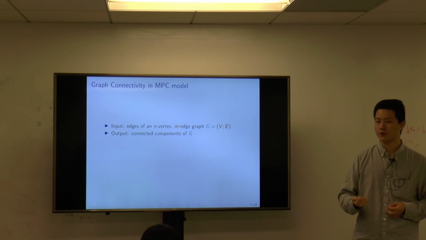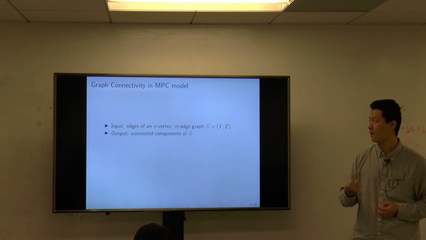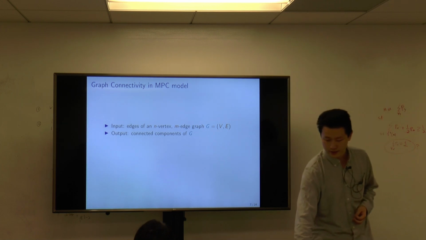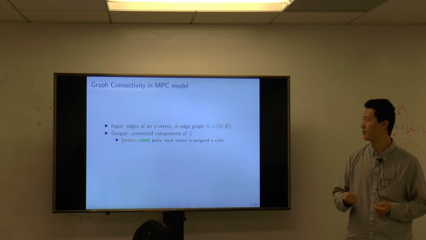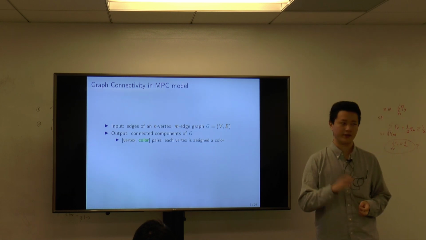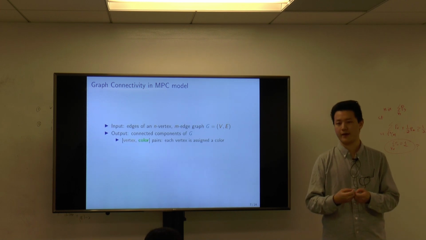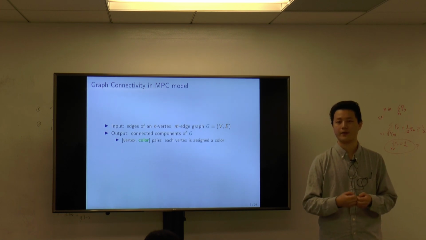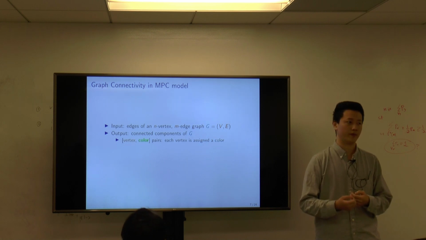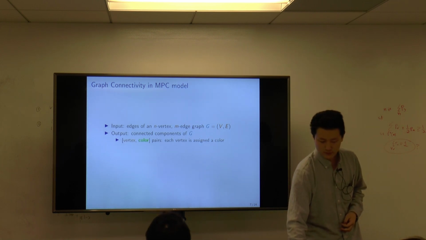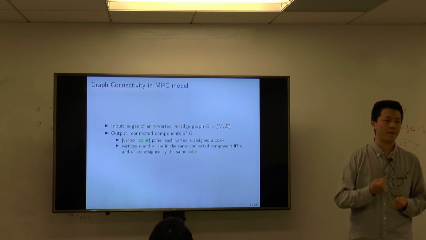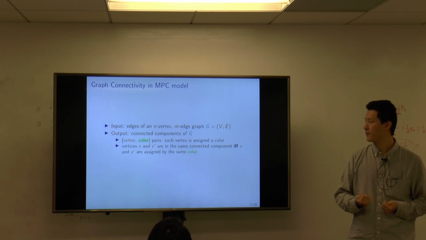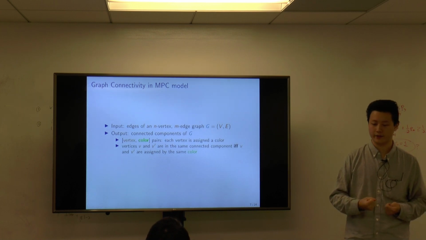So one question is how to represent the connected components of the graph. Actually, we can use n pairs. Each pair is a vertex-color pair, which means that we assign each vertex a color. These n pairs at the end of the computation can be distributed arbitrarily on the output machines. And for any two vertices v and v prime, they are in the same connected component if and only if they are assigned the same color.